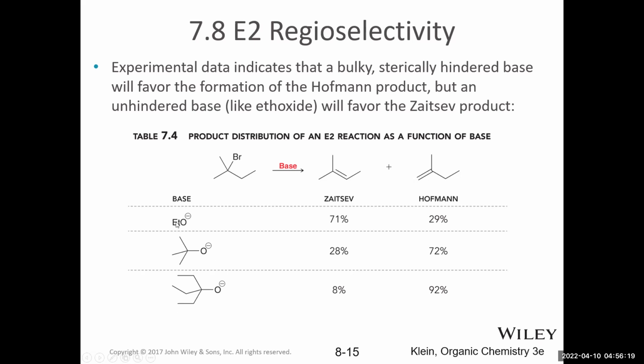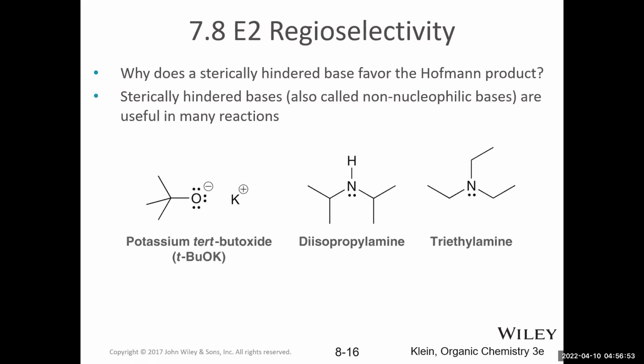But you can see that the difference between the bases is really the size of the alkyl group. The ethyl group by far is the least bulky, and as we go down this chart, we get increased bulk of the R group on the base. The smaller bases tend to form the Zaitsev product as the major product. But as we move to the bulky bases, we can influence the reaction and get more and more Hofmann product. So a sterically hindered base is said to favor the Hofmann product.